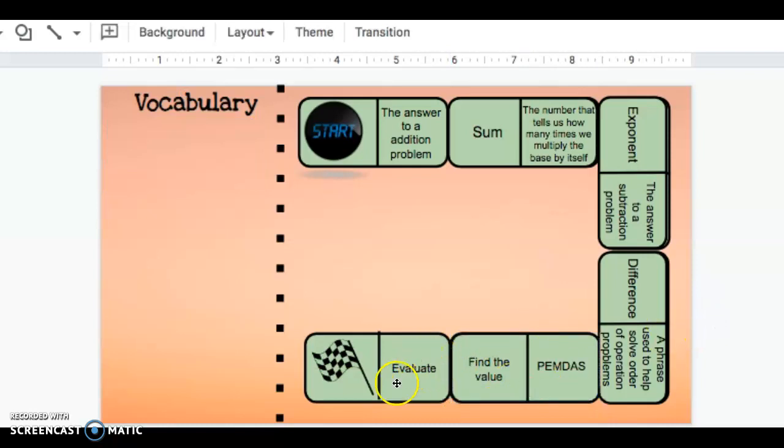And just to make sure, evaluate means to find the value or to solve, which that matches. They're touching each other, so that works. So we're good to go. Vocabulary is completed.